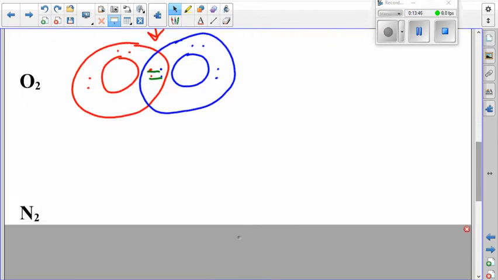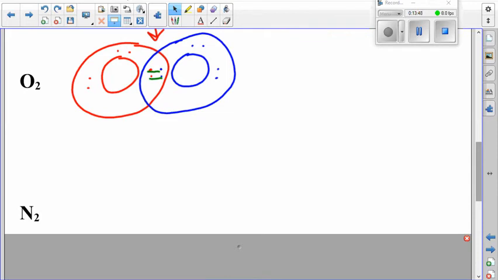Why don't you guys take a quick minute, try N2 on your notes. So that's kind of towards the middle, maybe. I can't remember. But try N2 on your own, see what you can come up with.